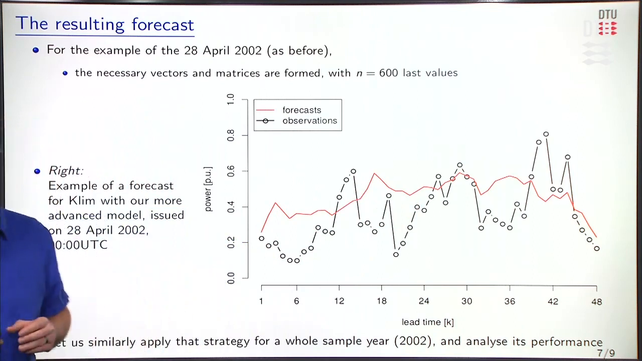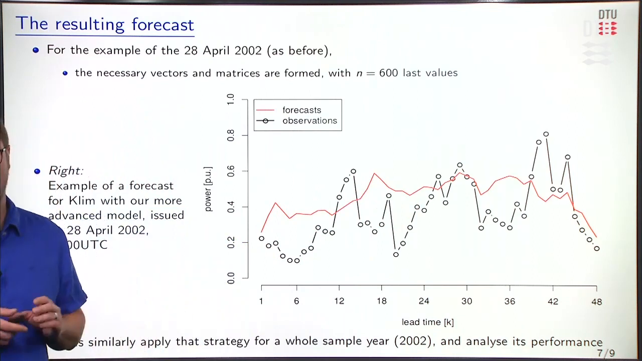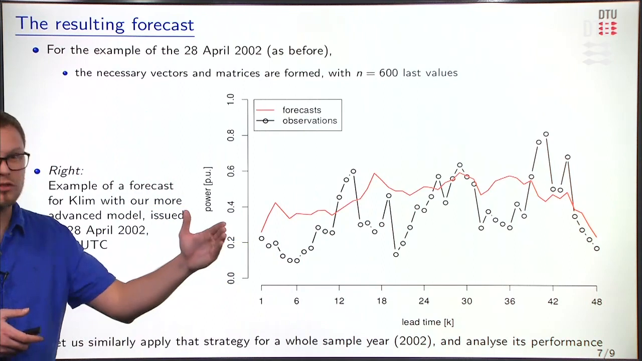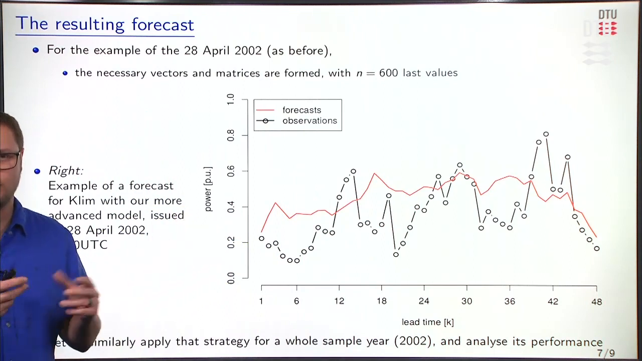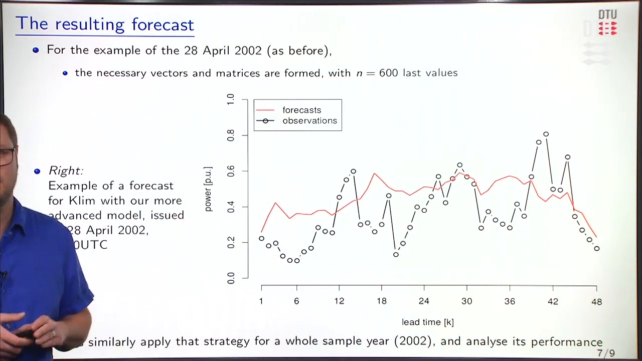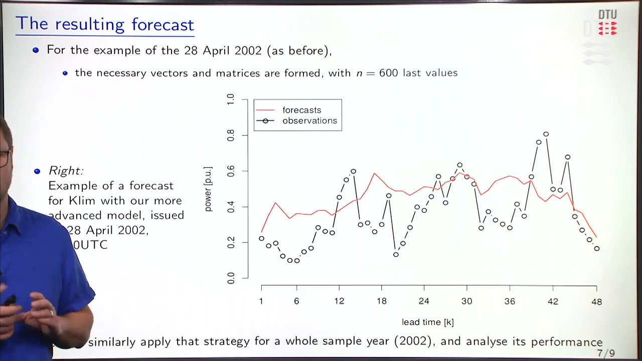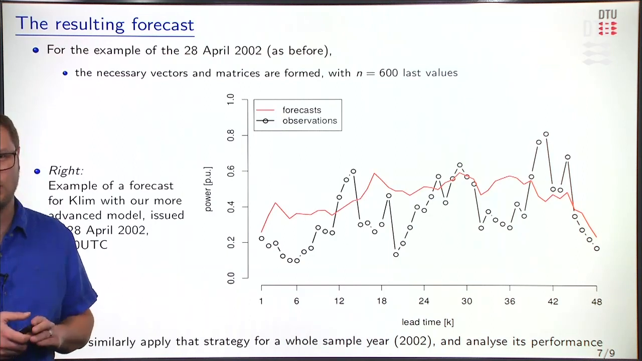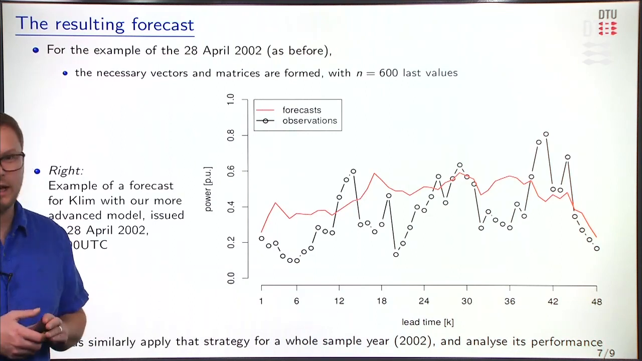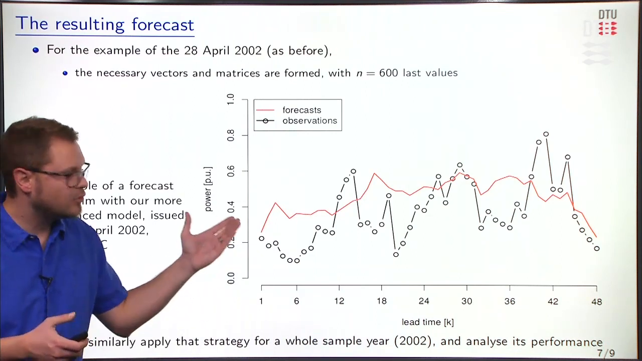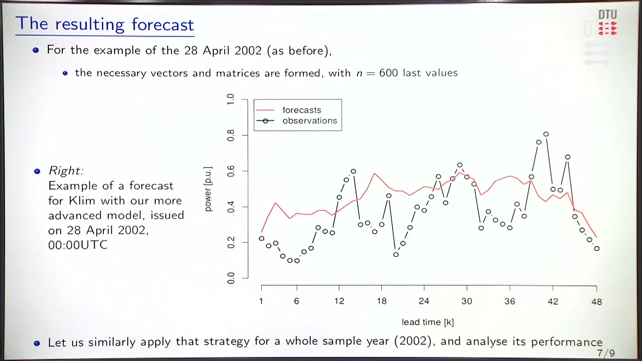There is some weather forecast information input. We have some more advanced models with coefficients that change with the lead time, with various types of input variables. So we expect a bit more flesh, you could say. It should be performing a bit better and with more dynamic component. Still, the forecast doesn't look that amazing if we just look at this example. But eventually what we have to do is to apply this strategy for a whole year. So that would be the sample year of 2002, like for the other methods, and we analyze its performance.